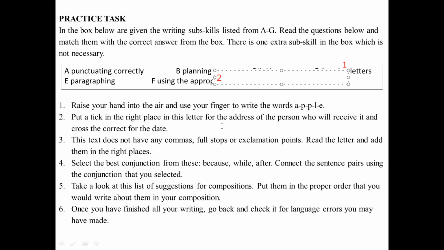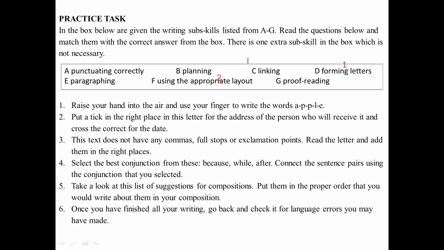Great. Now number 3, this text, Zineb, you would like to say something? Yes, Zineb, activate your mic. Yes, I want to answer the third question. So can you read? Yes. This text does not have any commas, full stops, or exclamation points. Read the letters and add them in the right places. It's punctuating correctly. Perfect. It's punctuating correctly. Great.